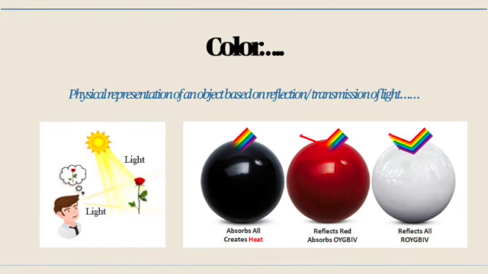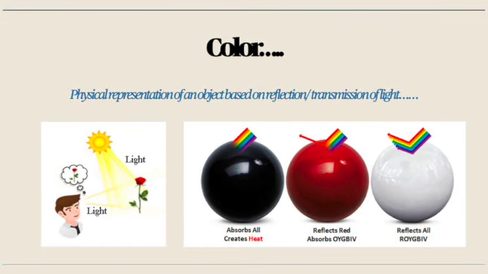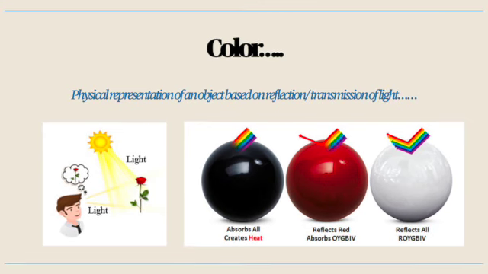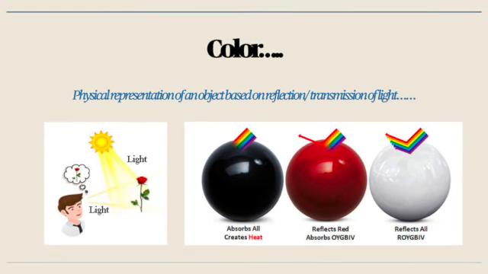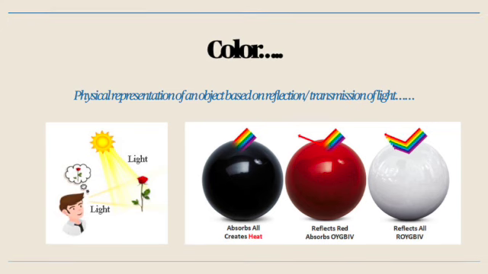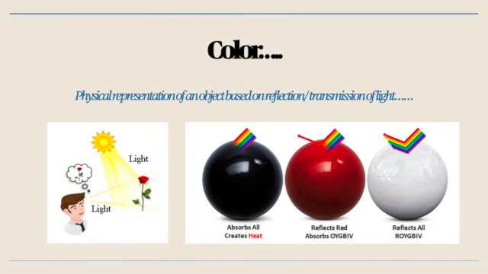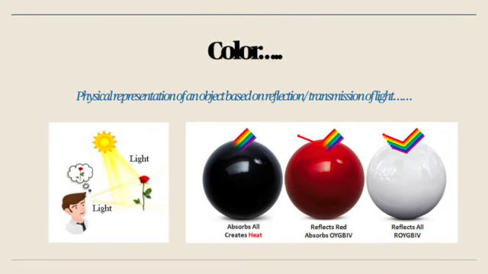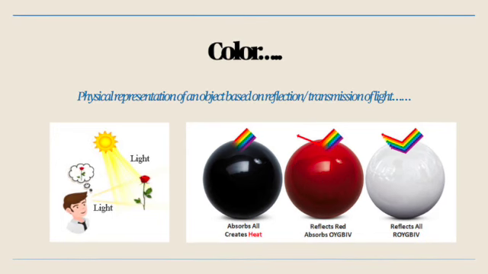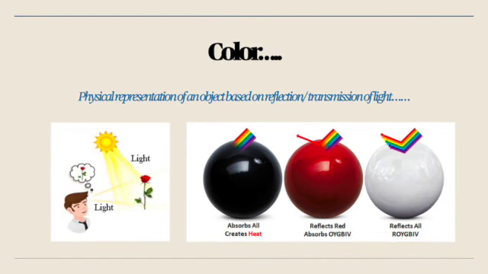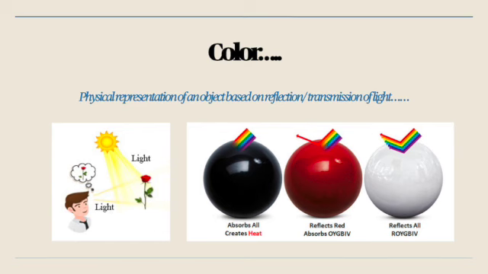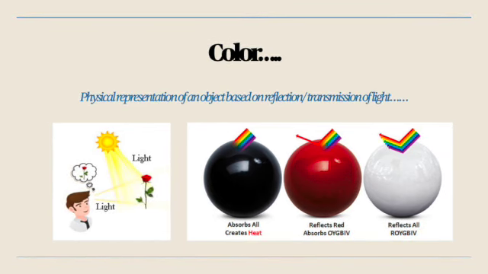If you look in more detail at the right side picture, there are three bowls. First is the black bowl, so it absorbs all colors incident on it. That's why it appears to be black. The next one is red. It reflects only red color and absorbs other colors, so it appears to be red. And white, finally, appears white because it doesn't absorb any color. It reflects all the color incident on it.